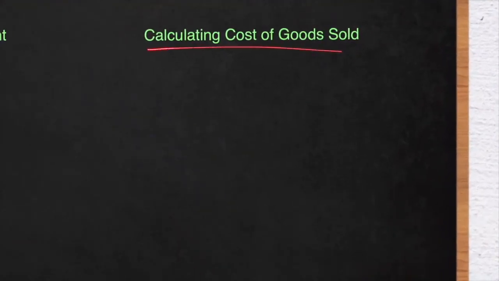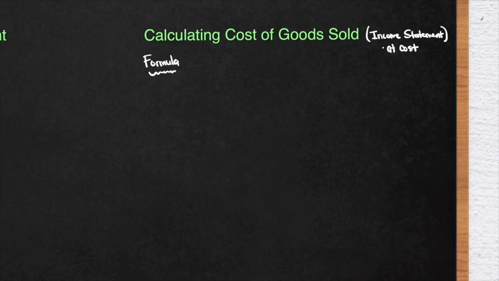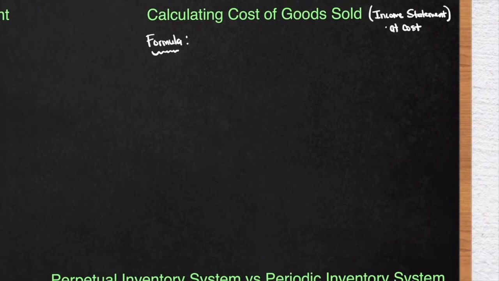Next, we're going to talk about calculating cost of goods sold. Remember, cost of goods sold is what it costs you to purchase the product before you sell it to customers. It is on the income statement and it is considered an expense. This is important because it's recorded on the income statement at cost, just like it was recorded on the balance sheet at cost. Let's go over the formula to calculate cost of goods sold.